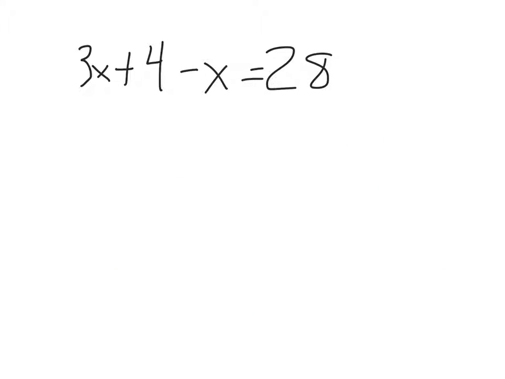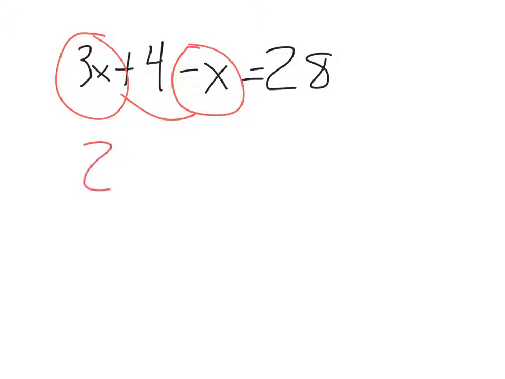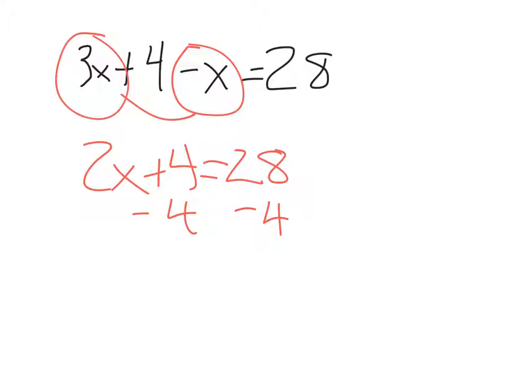Here's another one. Now this one has an extra added step to it. We have an x and an x, so let's take care of that first. 3x minus x is 2x plus 4 equals 28. Subtract 4. 2x equals 24, x equals 12.